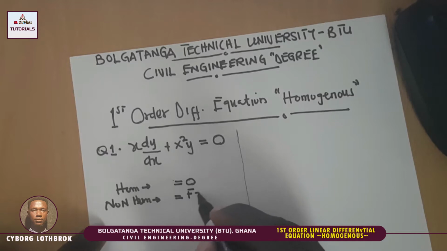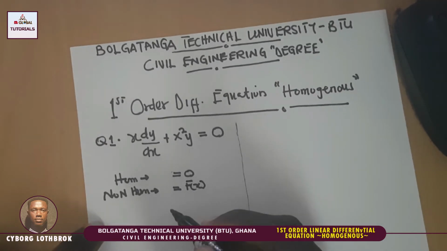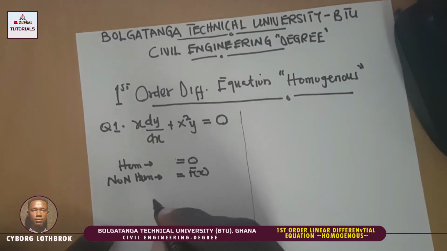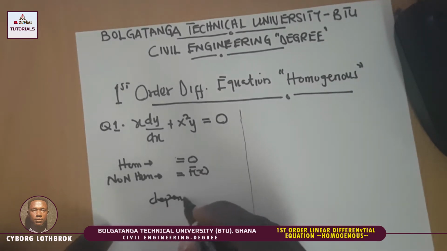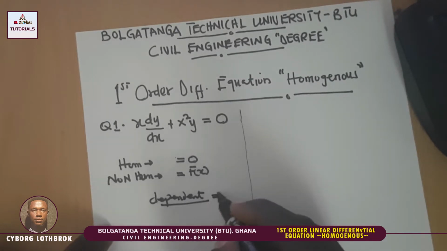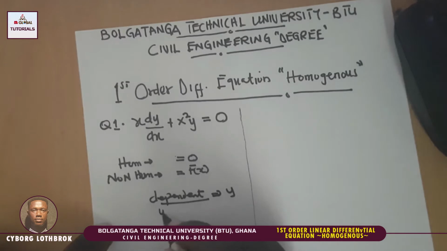It could be a function of x. And on this equation, we are going to solve for y, and y is the dependent variable. We say dependent variable because it's the unknown variable. Dependent is equal to y, which is the same as the unknown.